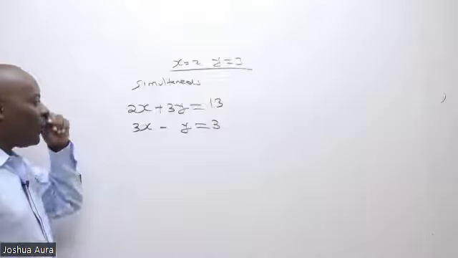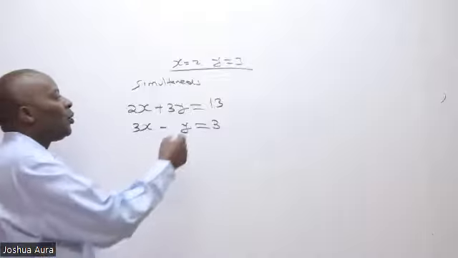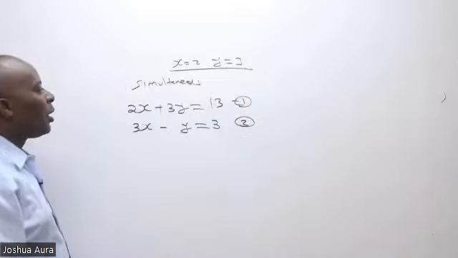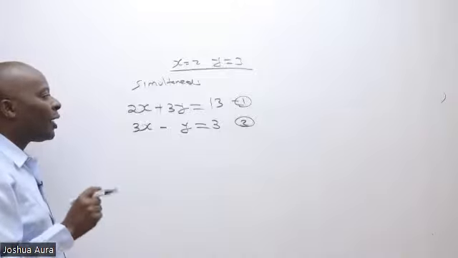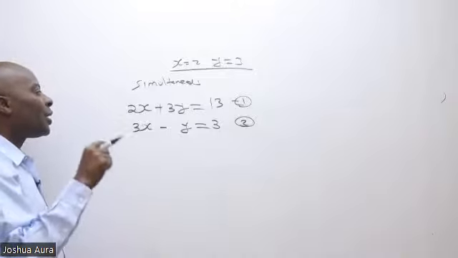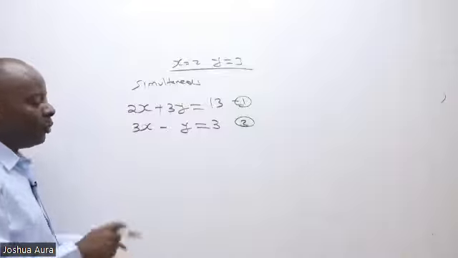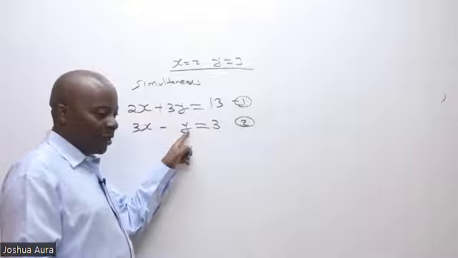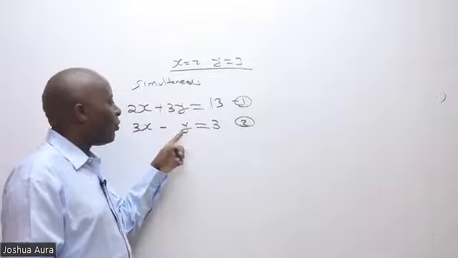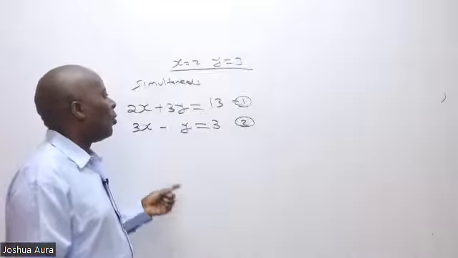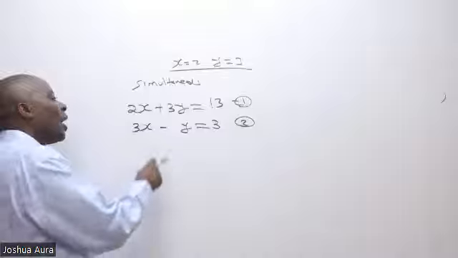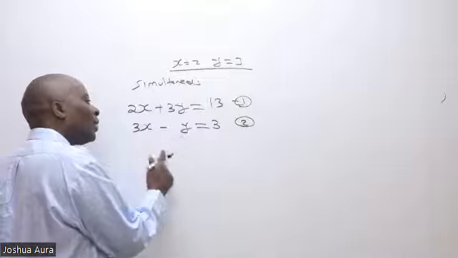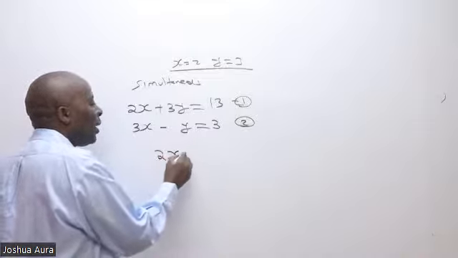To use the elimination method, you look at your equations very well. This is equation number 1, this is equation number 2. As you look at them, you identify the variable which is easiest for you to have a common multiple. Like you see here, we have 3y and 1y. So 3 and 1, the LCM there is 3. So what I will do, ladies and gentlemen, is I would want equation number 2 to have 3 here instead of 1.